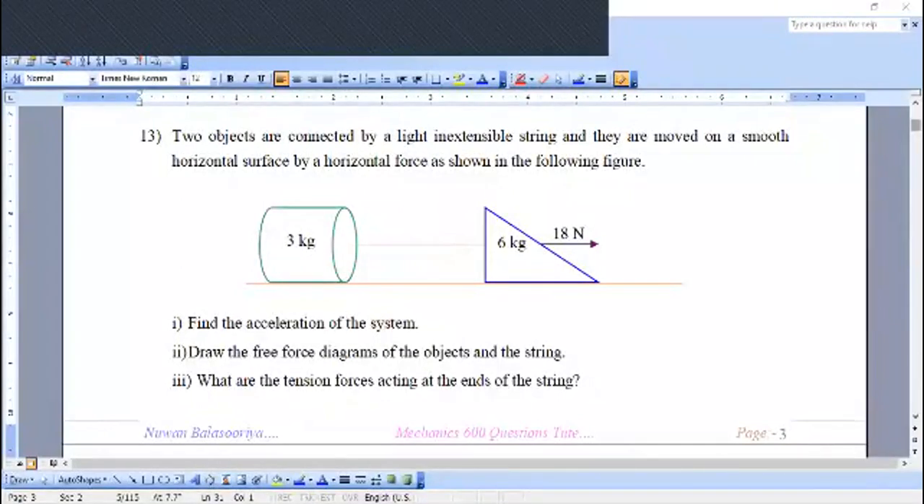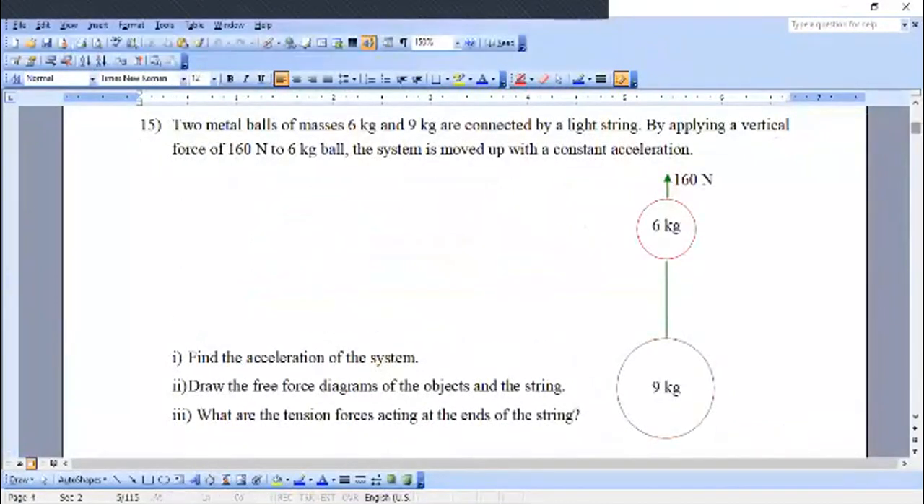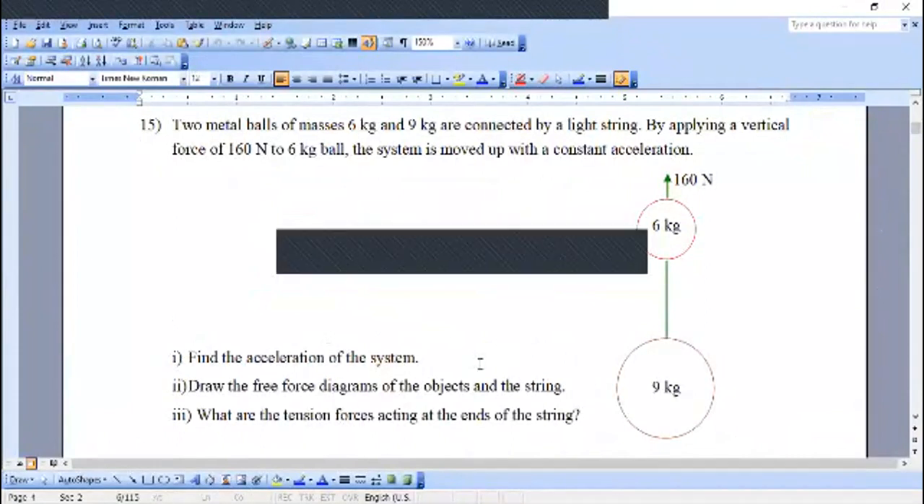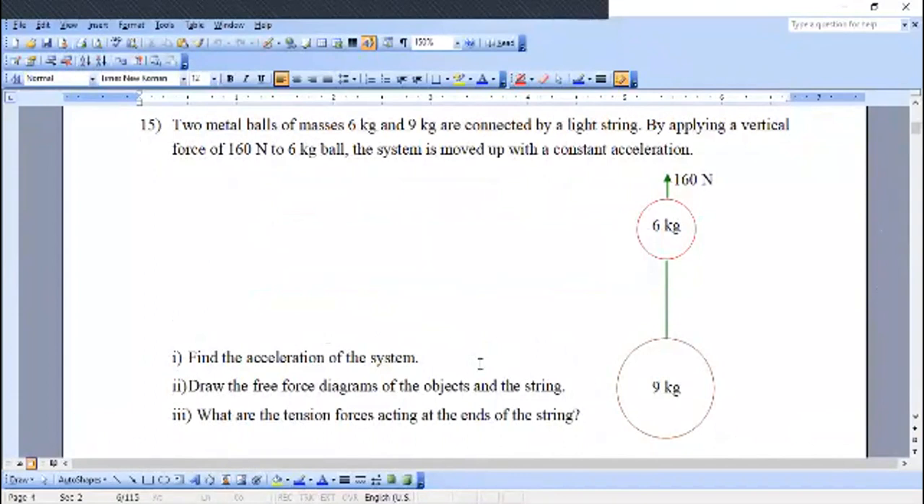That is, question number 13 we completed, 14 completed, now 15. So Roman number one, find the acceleration of the system. We have answered it, right? We have found the acceleration of the system. Okay, somebody unmute the mic and read Roman number two and Roman number three.